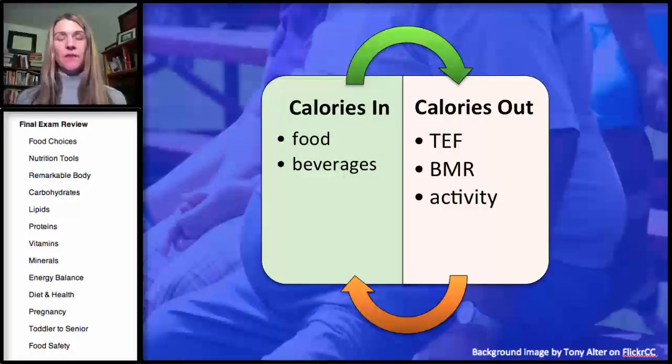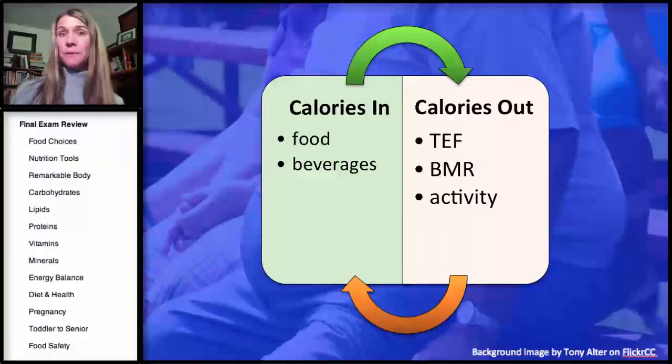Now, when we think of that calorie in, calorie out theory, the calorie in is through food and beverages. The calories out is through the thermic effect of food, so that's the energy we need to actually eat our food and digest. It takes more for protein than it does, say, for a bagel.